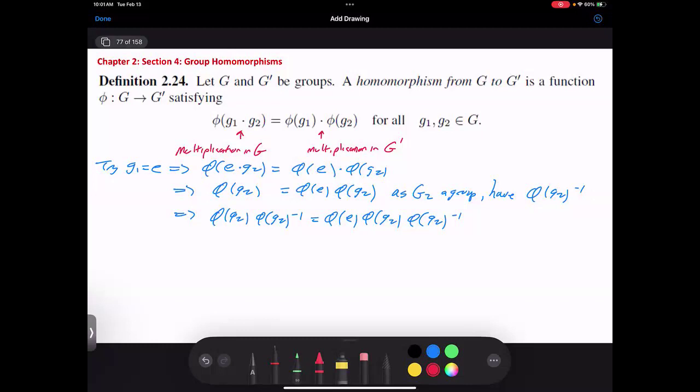So phi of G2 times its inverse is the identity E2. This is the identity E2. So we get E2 equals phi of E, oh, and that should be E1. Should all be E1s, times E2. And then there's one last step. What is phi of E1 dotted with E2?